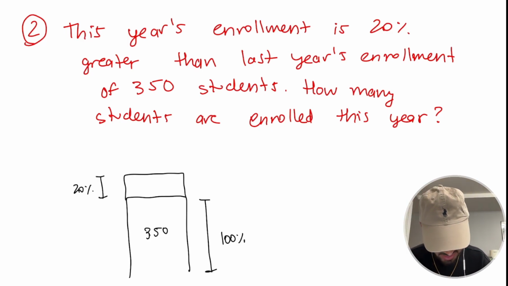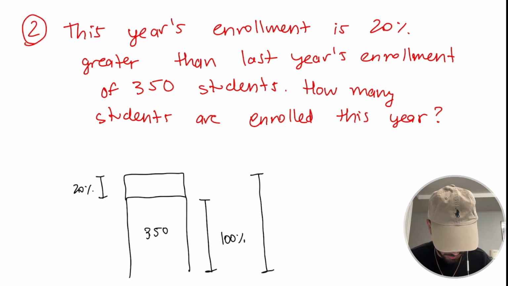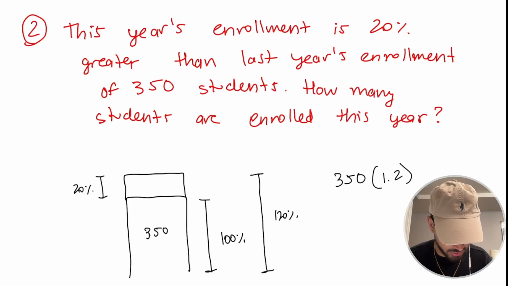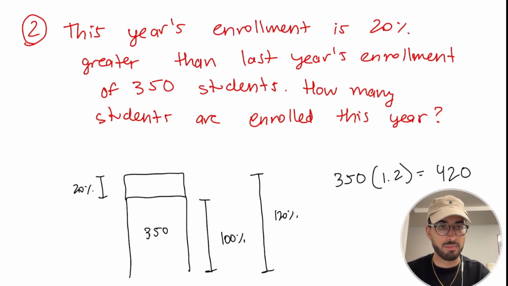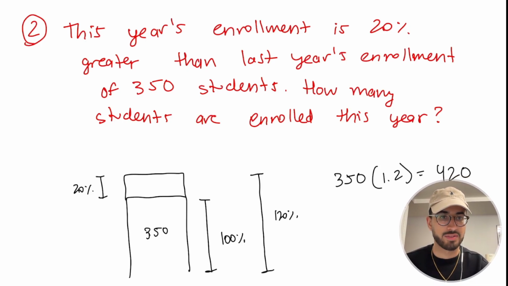And what does that end up with in actuality? That leaves us with actually 120%. So if we take 350, multiply it by 1.2, we end up with 420. 420 students are enrolled in this year's class. Okay, my head's blocking a little bit, but just take my word for it. It's 420, all right?